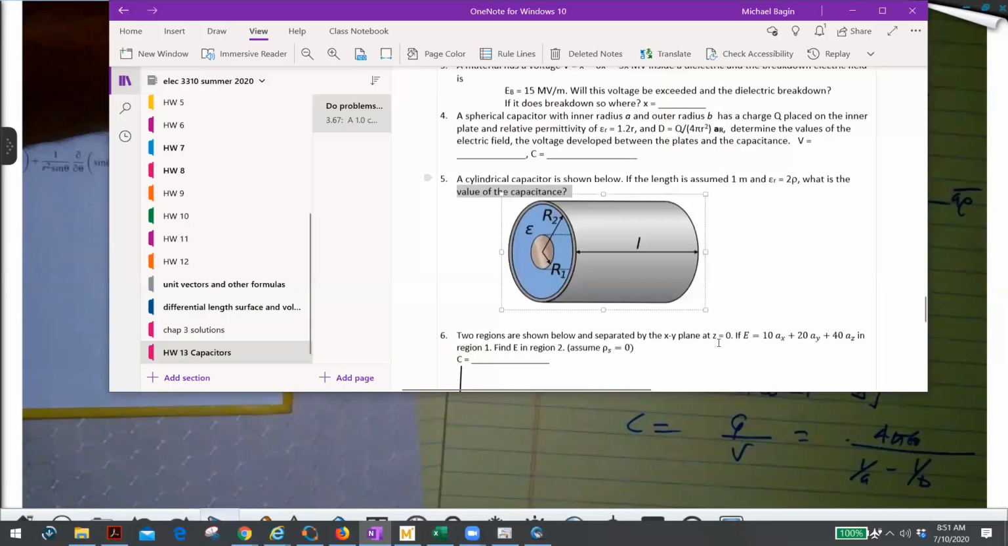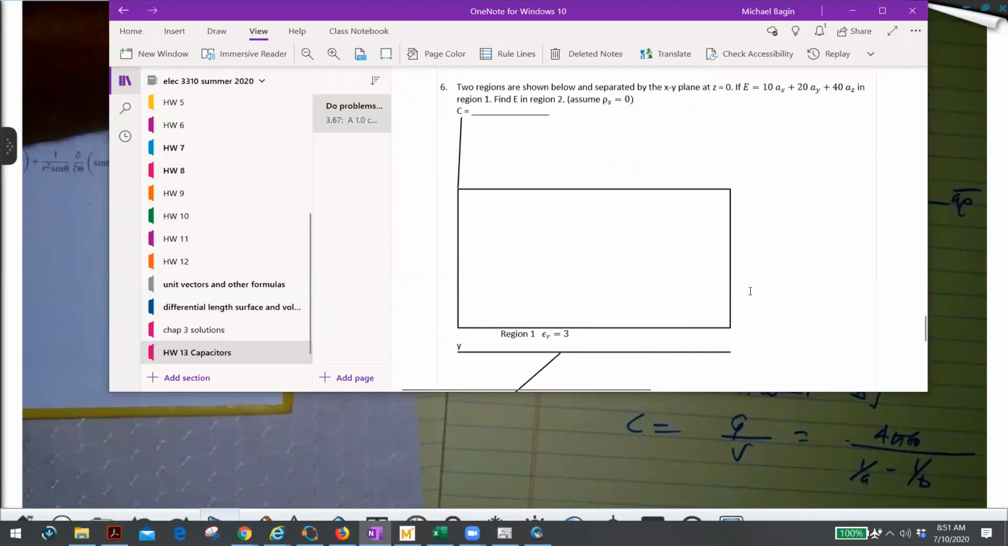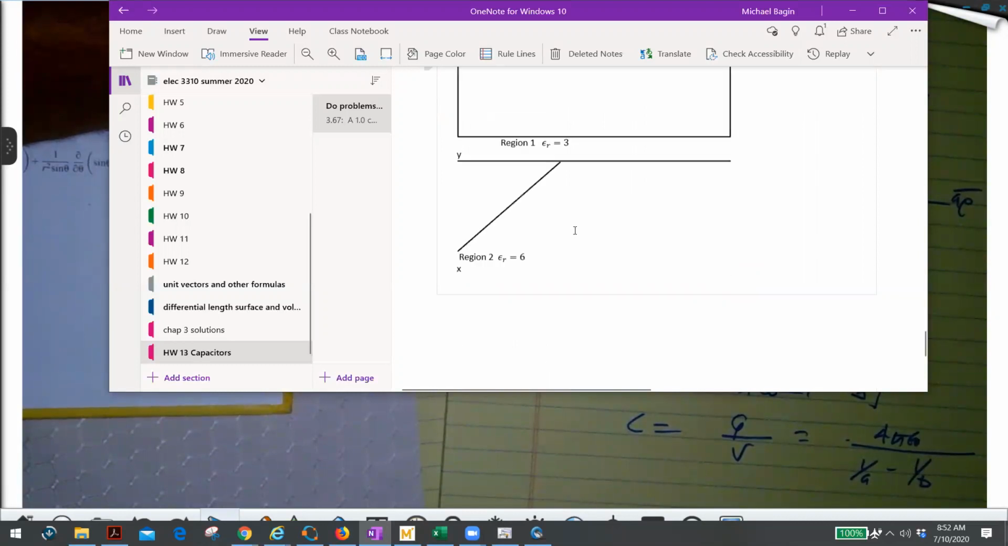Finally, the last thing I have, and unfortunately this one didn't render real well, I don't think. Well, I put in E field 10 a x plus 10 a y plus 20 a y plus 40 a z in region 1 and assume rho S is 0. So find it in region 2. So here's what it came down to. You have two regions. One is this. The second is this.